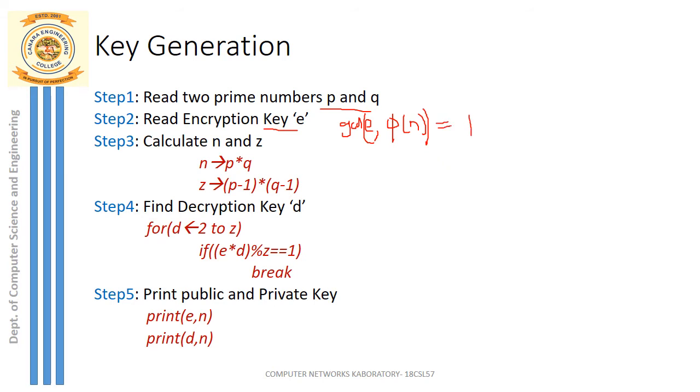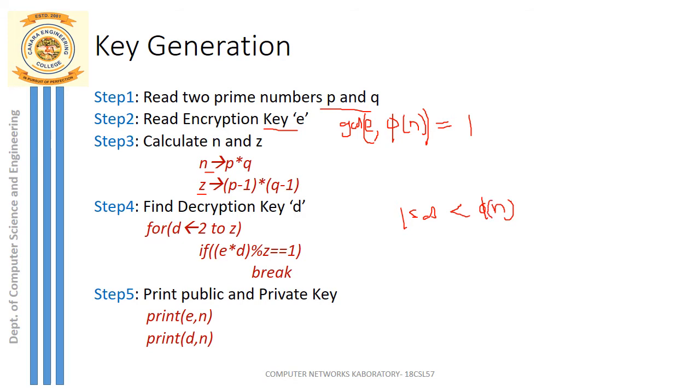Once we read the value of E, we can calculate the intermediate values N and Z by using these statements: N is equal to P into Q, and Z is equal to P minus 1 into Q minus 1. As step 4, we find the decryption key D, and we know that D is greater than 1 and less than phi of n, that is the Z value.